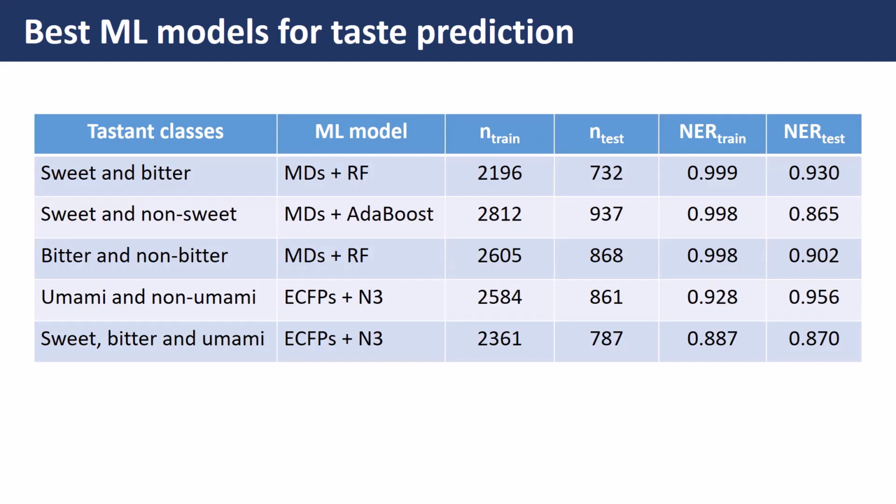And NER means non-error rate. So it's the balanced accuracy. Okay, so it's the percentage of correct predictions, weighted by the class balance. And so you can see that for many of the models we can get very nice accuracy. So these models are not perfect, as usual, but they are able, in most of the cases, to predict the correct taste of chemicals.